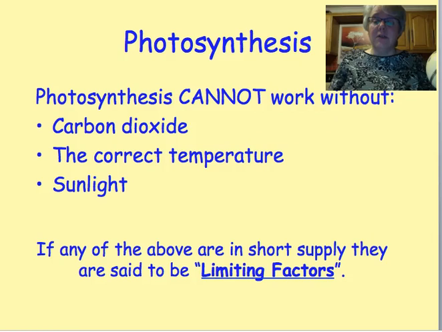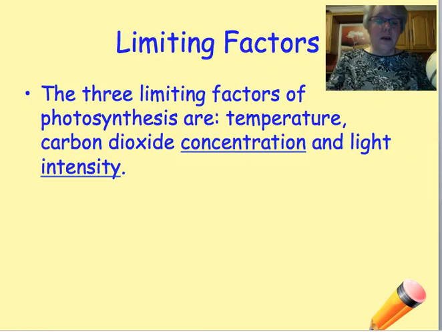And as well as that, remember I said in the first video that the photosynthesis process is controlled by enzymes. So enzymes are affected by temperatures. So you need to have the right temperature for the enzymes to work. And these are all limiting factors. If any of them are in short supply, then they will limit the rate of photosynthesis. And by limiting the rate of photosynthesis, we mean we will slow it down. So you need to know that the three limiting factors are temperature, carbon dioxide concentration, and light intensity.